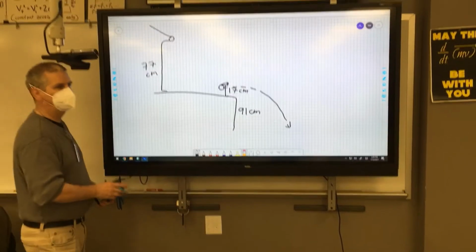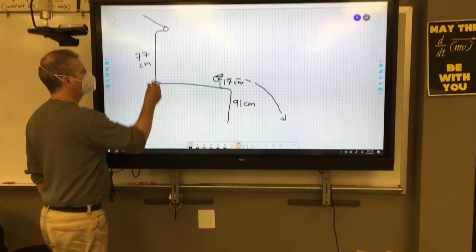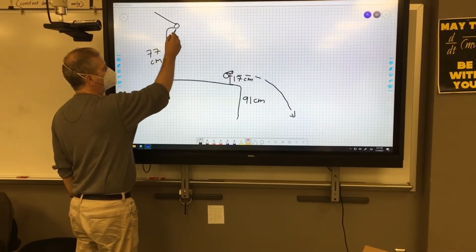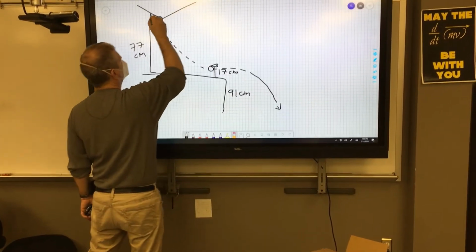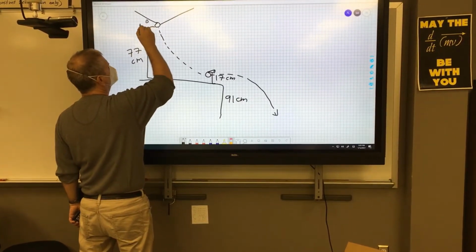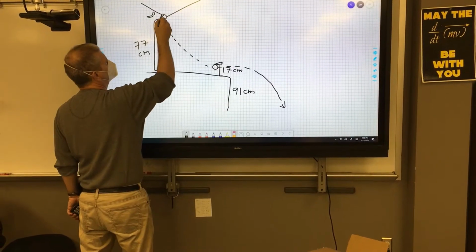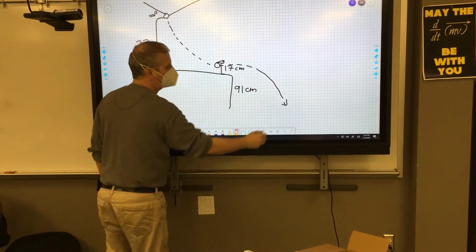All right, so here's our situation. We have the ball and a string. We're going to cut it. It's going to swing down here. It's actually tied up here. We're going to sizzle this one with fire and a match. It's going to come down, hit the razor blade, and go off as a projectile.